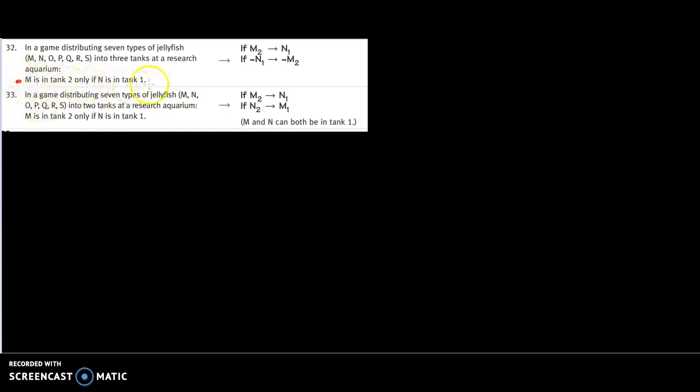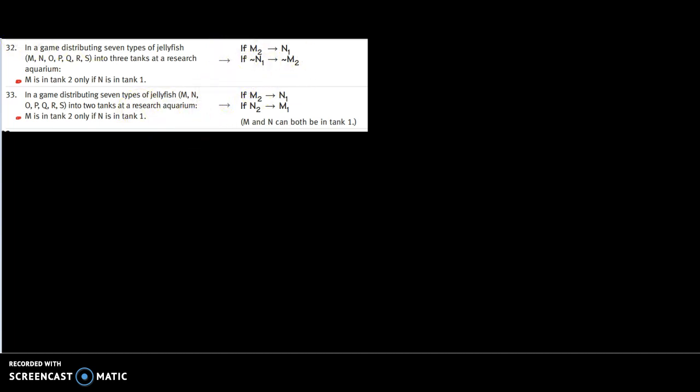M is in tank 2 only if N is in tank 1. 33, M is in tank 2 only if N is in tank 1. So why is it that given these situations we have entirely different valid deductions that we can make from those scenarios? Okay, so here's what we're going to do.